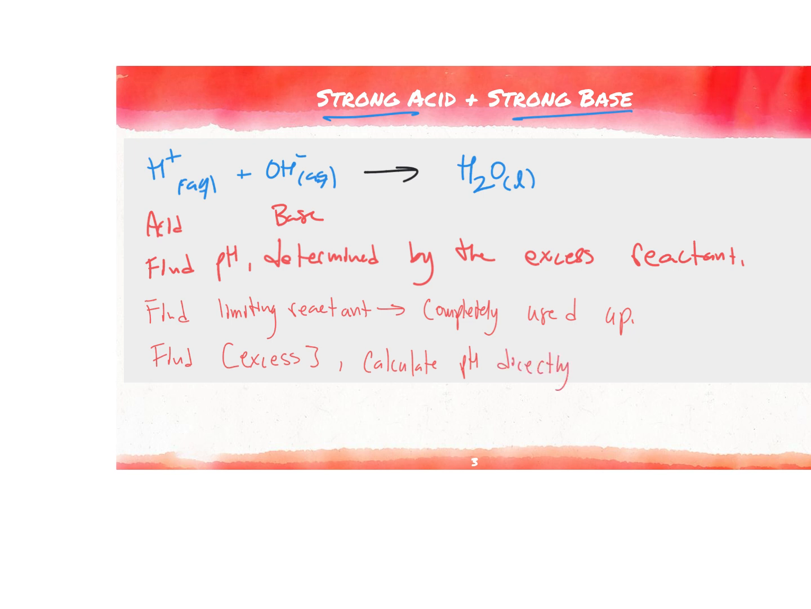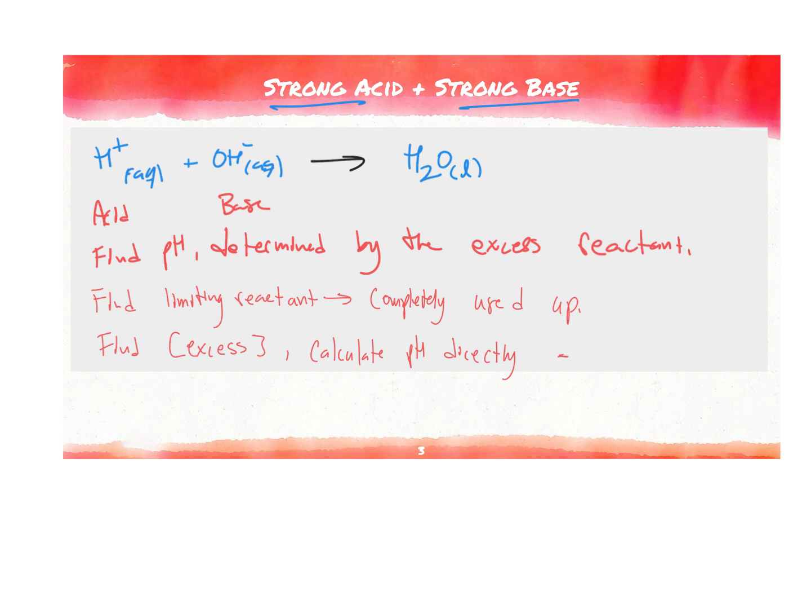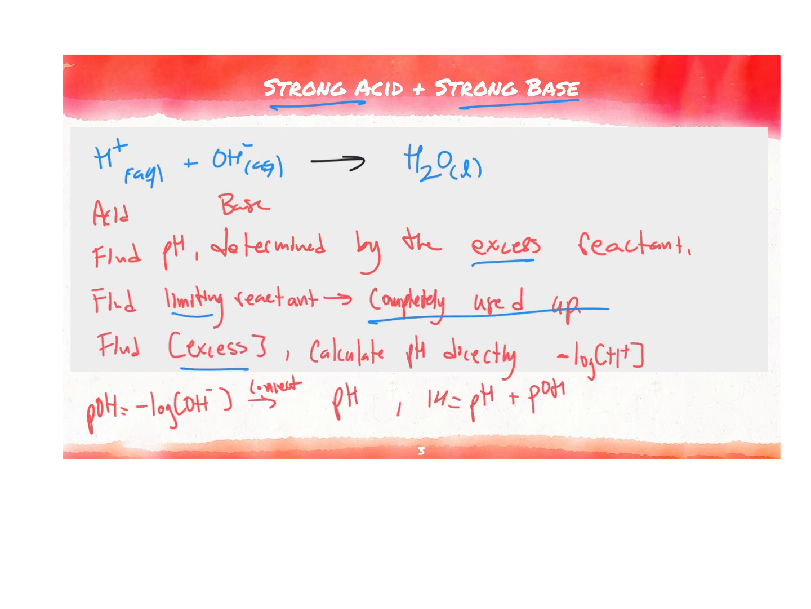Say if you have excess acid, you can just calculate the amount of H plus by doing minus log concentration of H plus. But we can also find pOH, which is minus log concentration of OH minus, and then just convert to pH using 14 equals pH plus pOH. And so if you have strong acid and strong base, it's quite easy. First thing you do to find the pH is you determine which one's in excess. Once you determine which one's in excess, which you have to do by finding the limiting reagent, you assume the limiting reagent is completely used up, and it's just the concentration of the excess, which you can use to find pH or pOH.